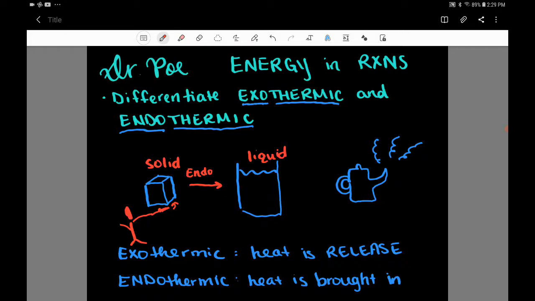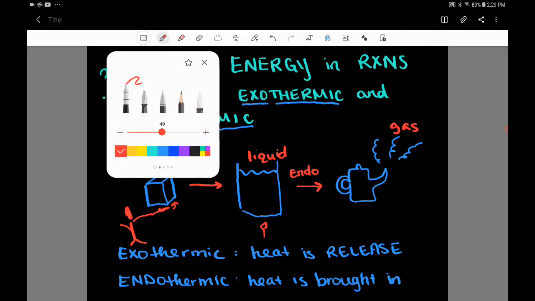Then, I decide that I want to boil some water. So I'm going to add a little heat source here. And here it's going to make this gas, our steam. So again, when I'm boiling water, that's going to be liquid to gas. That is, again, going to be endothermic because we are adding heat into the system. And hopefully all of these examples are really intuitive for you.